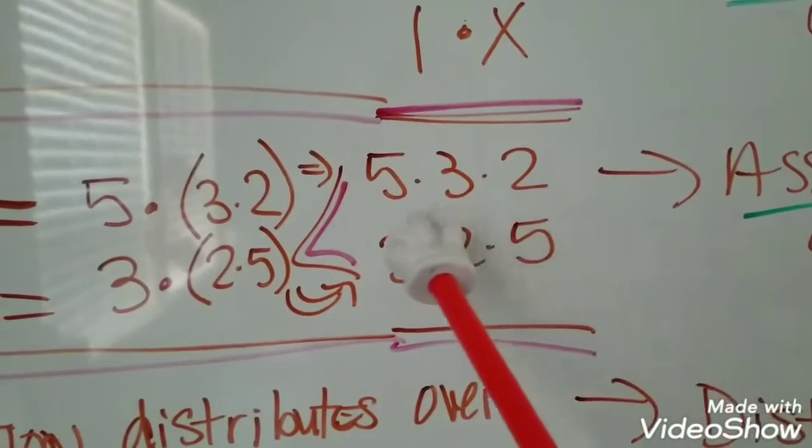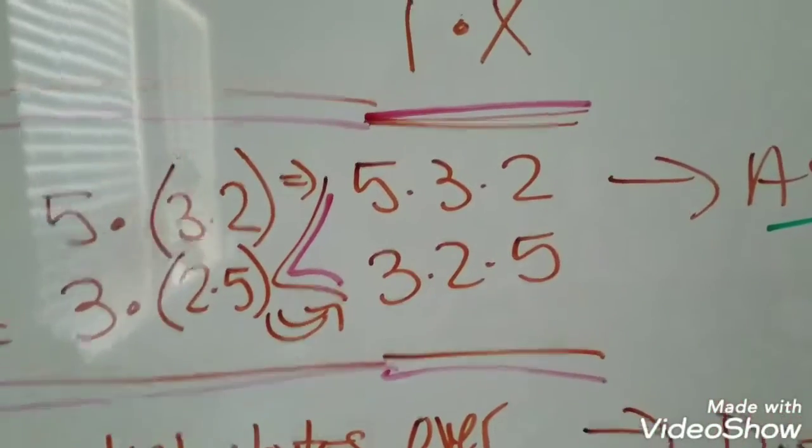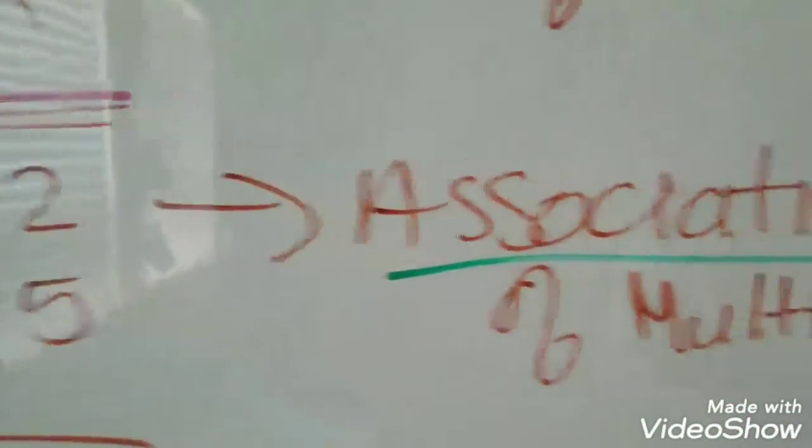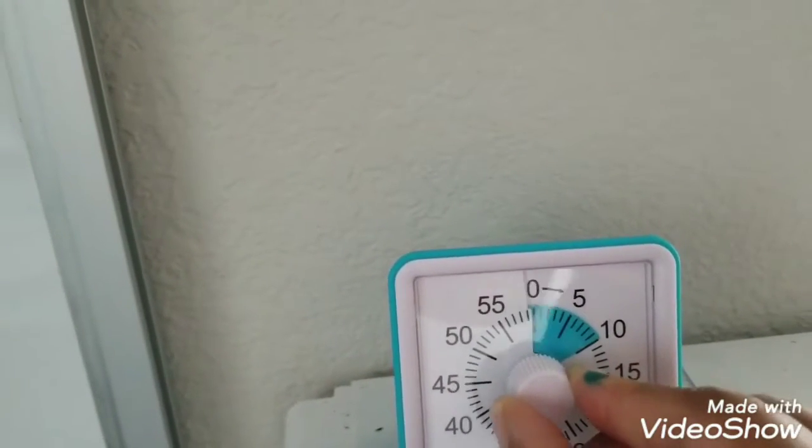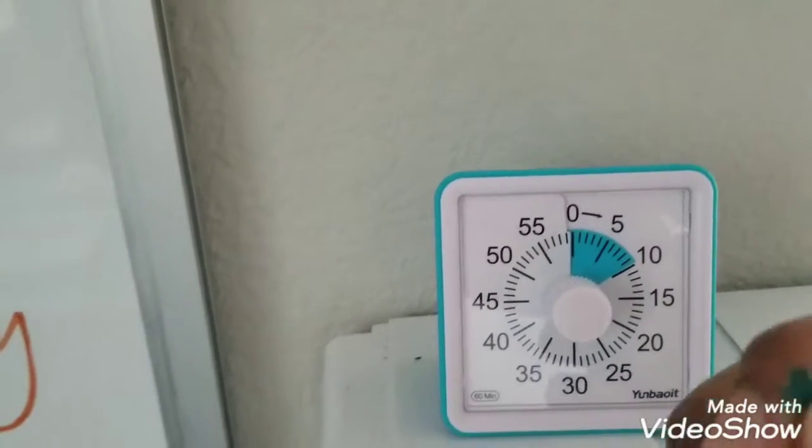So if I said 5 times 3 times 2, that's our timer. Let me go ahead and put about 5 more minutes or 10 more minutes on our timer. Oh, I have a little dot to dot mark there from Sanaya.